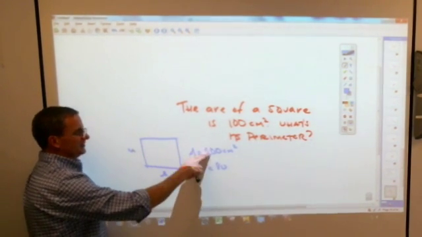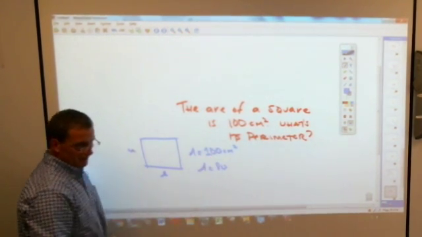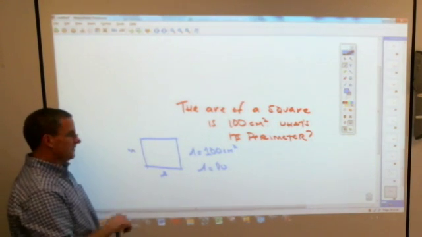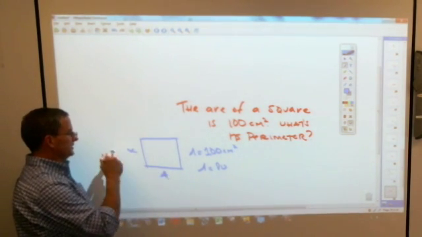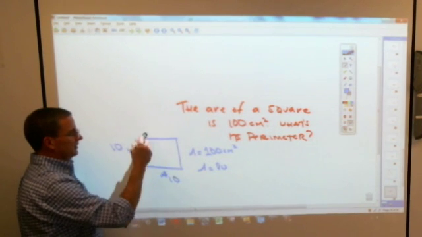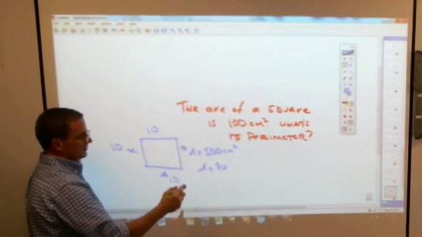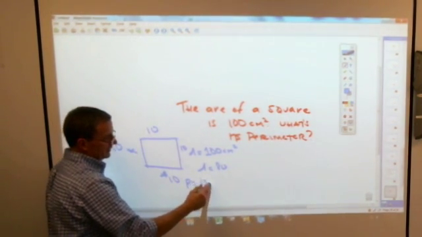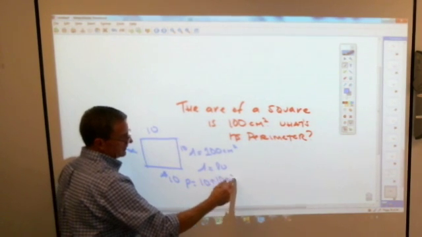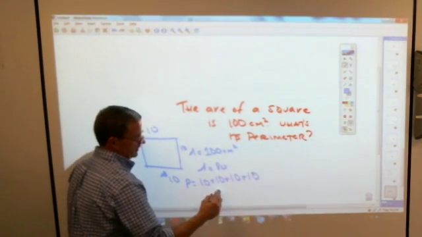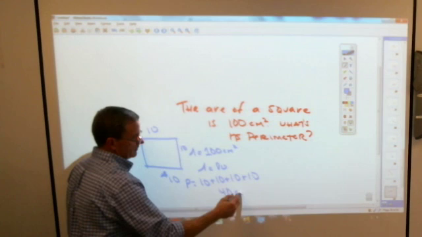What number times itself gives you 100? Lilia? 10. Yeah. You know these both have to be 10, because 10 times 10 is 100. And all sides would have to be 10. So the perimeter would have to be 10 plus 10 plus 10 plus 10. And the perimeter then is 40.